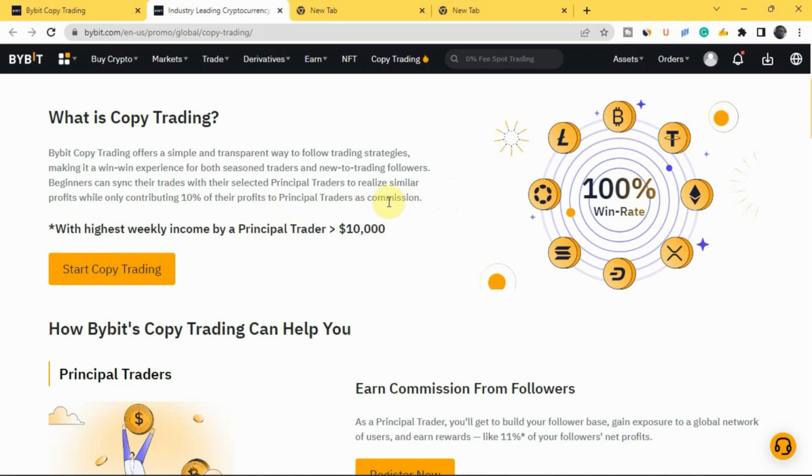Now, what this basically means is that on the Bybit copy trading platform, you get to copy the trades of a lot of professional traders to make profit, and you also give them 10% of the profit you make. So you don't have to do any work on your part. Yours is just to copy their strategy and their trades, make profit, and then they take 10% of that profit.